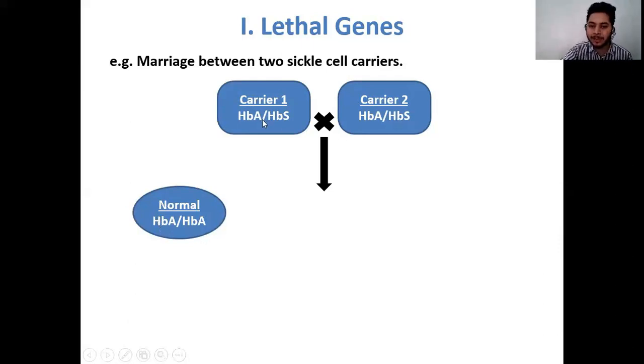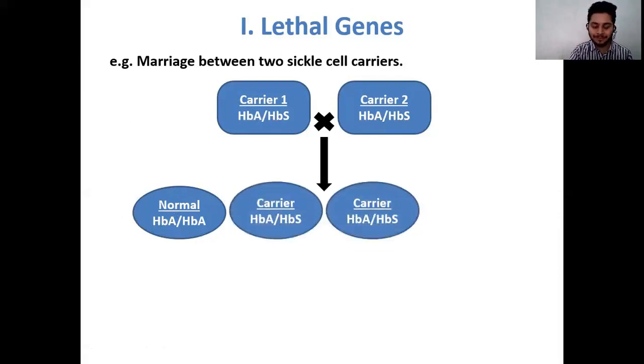This is a simple cross between the two genotypes. HbA with HbA, so you get a normal genotype, and therefore the person is going to show a normal phenotype. The other type is carriers: HbA crossed with HbS, and again HbA crossed with HbS. So here you get two carriers which are going to show mild signs and symptoms of anemia.